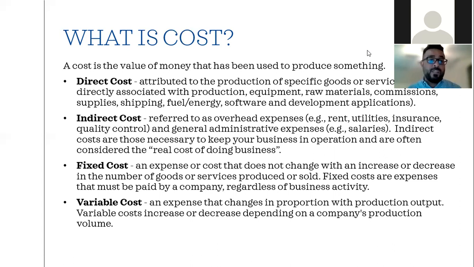There's also fixed costs and variable costs. A fixed cost, for example, is an expense that does not change with an increase or decrease in the number of goods that you sell or produce. So no matter how many widgets you sell, these expenses are going to be the same. An example of that is rent. Whether you sell one widget or 1,000 widgets, you still have to pay rent. That's an example of a fixed cost.